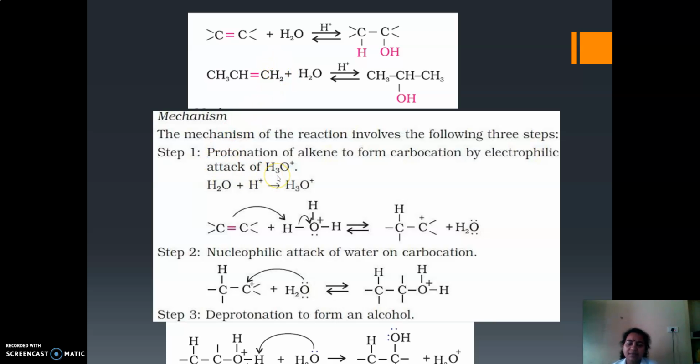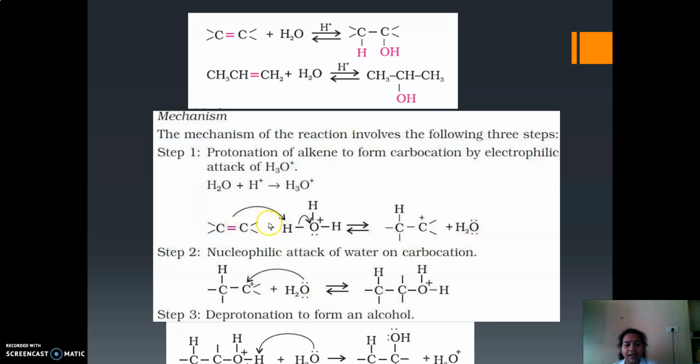You can see the mechanism. The first step is protonation. Before the protonation, the water molecule is acid catalyzed. Acids are compounds which have the ability to donate H plus. So the water and a hydrogen will form H3O plus, and this H3O plus will attack the alkene. The first step will occur, that is protonation.